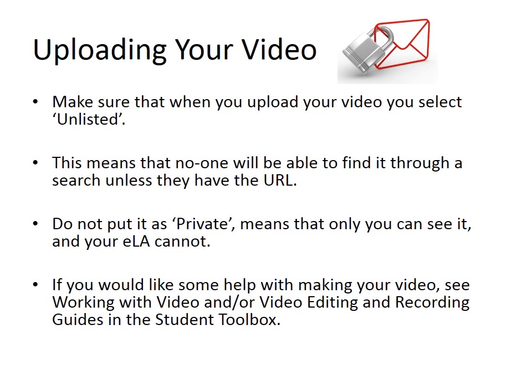We have some instructions about uploading your video to make sure that we can actually see them. So we want to make sure that you don't make it private, because then only you can see it, but you don't make it public. We don't need the world to see it. You want to make it unlisted, which means that only those of us who have the URL, which you're going to provide, can actually watch it. If you need any help, we have lots of links. We have ones called Working with Video and another Video Editing and Recording, again, in the Student Toolbox.